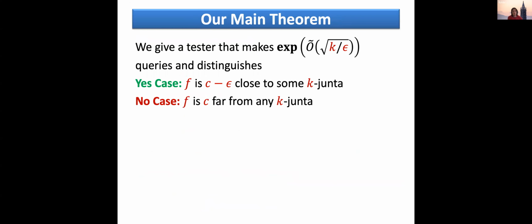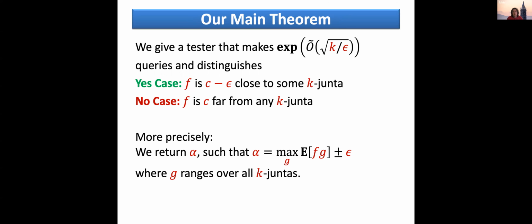So now we're ready to state our main result now that we have some context. We give a tester that makes exponential in O tilde of square root k over epsilon queries and distinguishes between the case when f is c minus epsilon close to some k-junta and the no case when f is c far from any k-junta.